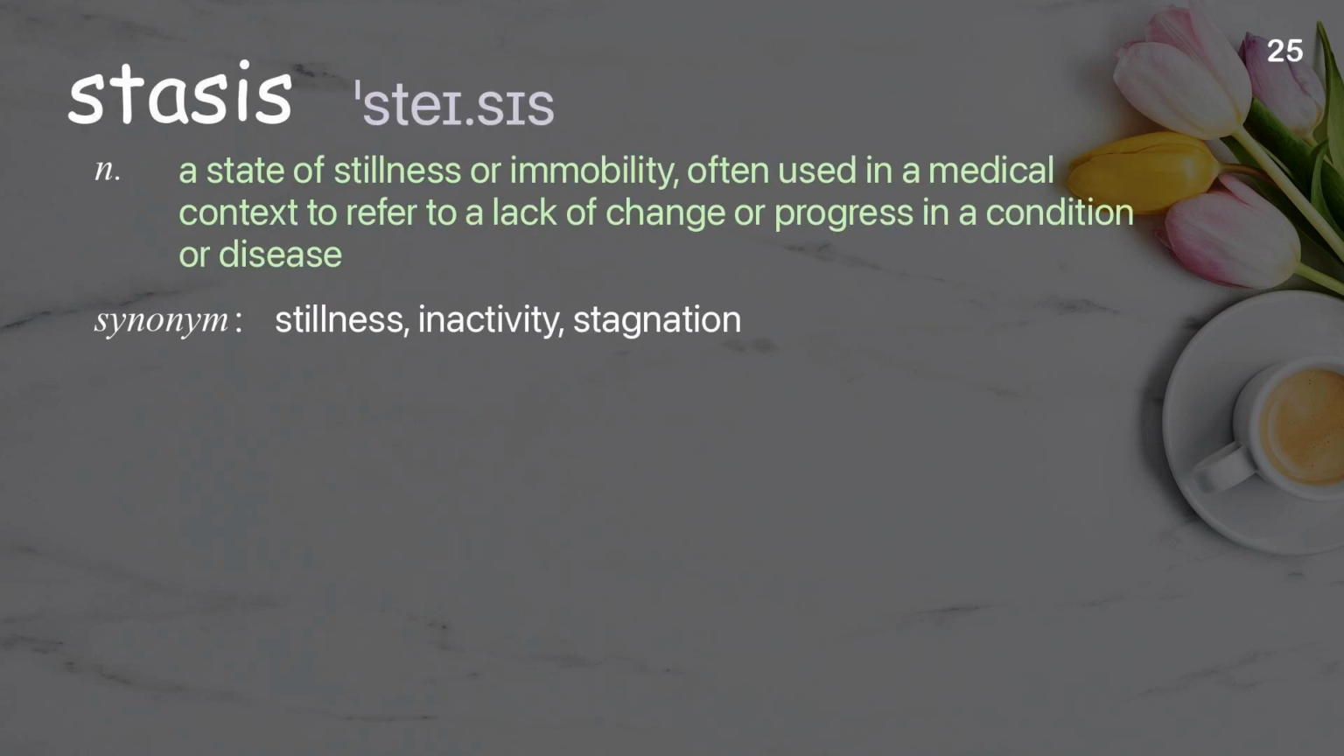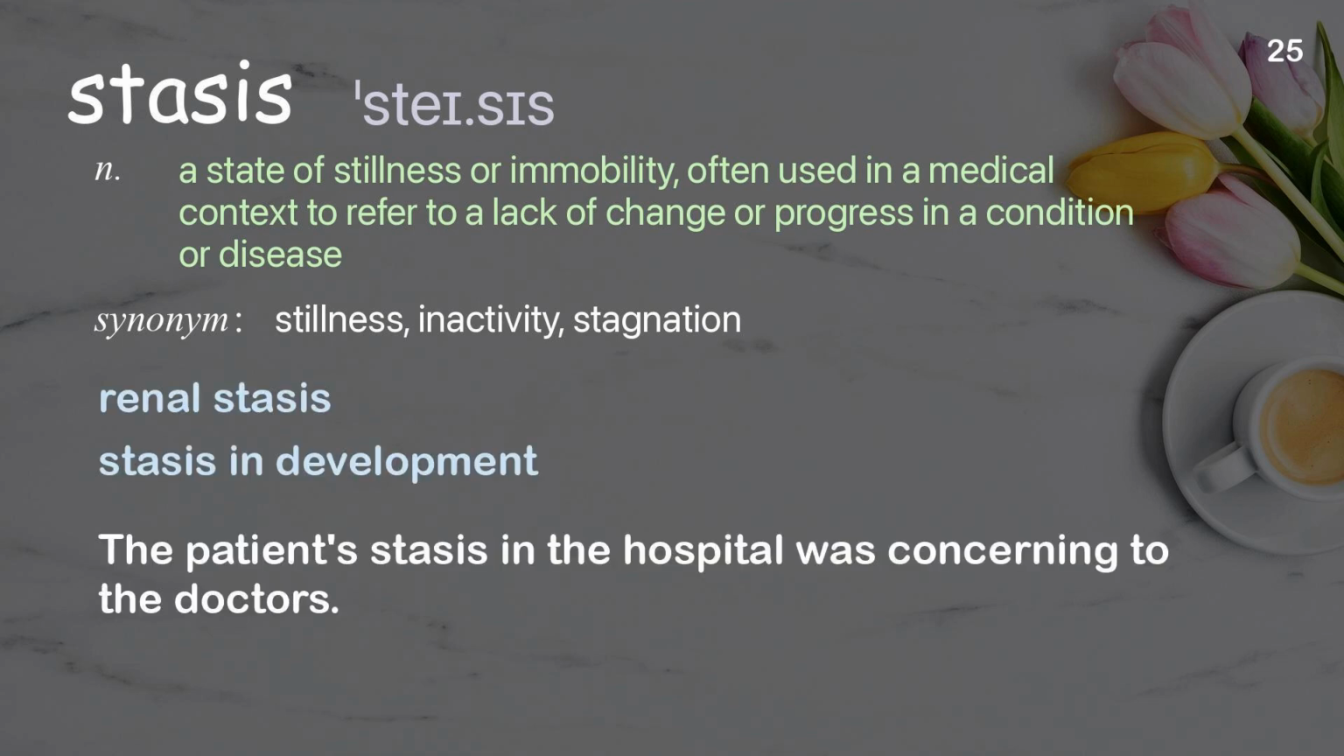Stasis. A state of stillness or immobility, often used in a medical context to refer to a lack of change or progress in a condition or disease. Examples: Renal stasis. Stasis in development. The patient's stasis in the hospital was concerning to the doctors.